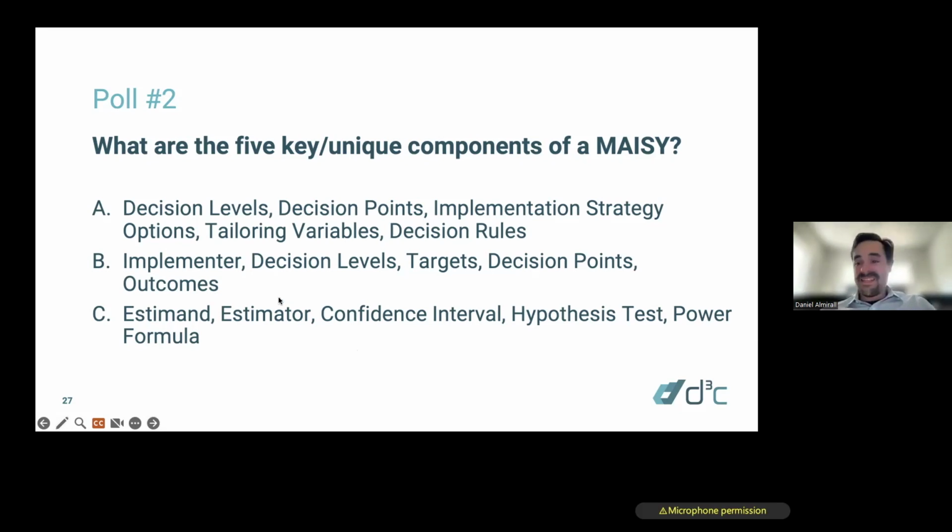Well, this is a trick question because if I was asking you what are the 5 unique components, it would be B. But in fact, A and B are all components of a MAISY. So it's a bit of a trick question. A and B are all components of a MAISY. The unique ones are B.